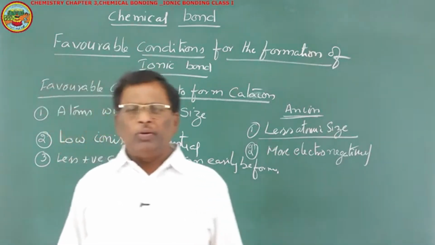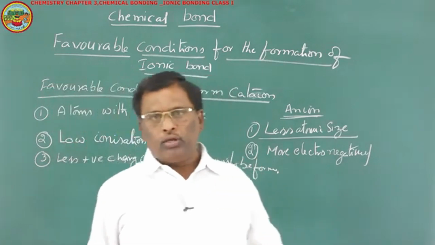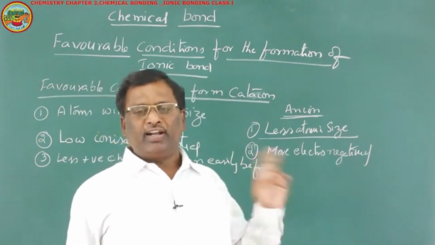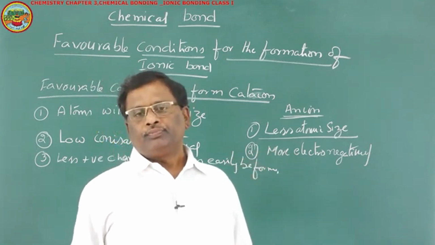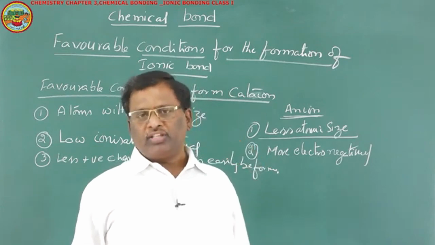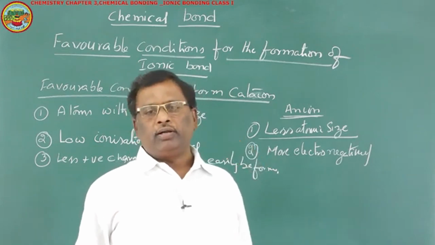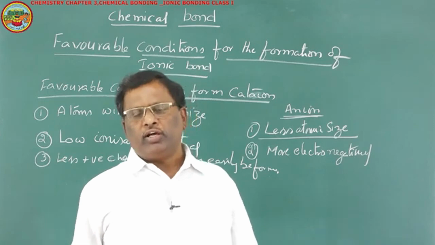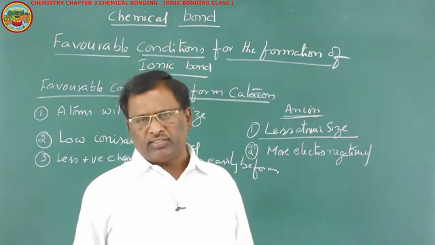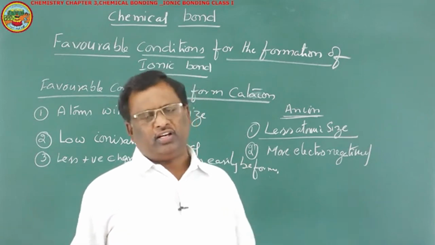So, the conditions which are favorable for the formation of anion and cation separately for the two bonded atoms are the only favorable conditions for the formation of an ionic bond, because formation of an ionic bond will take place between two oppositely charged species, that is, between anion and cation.